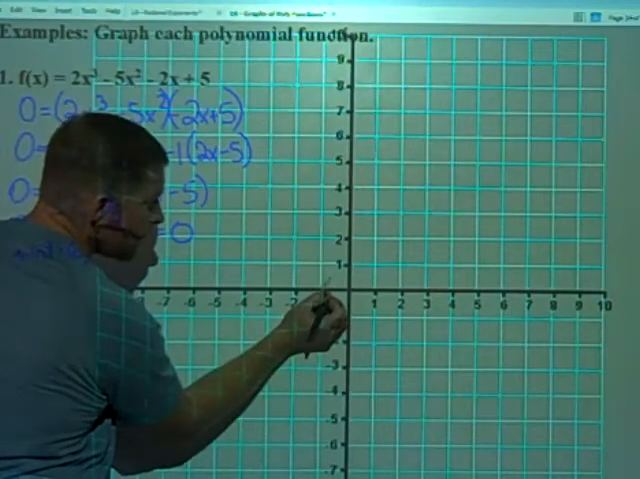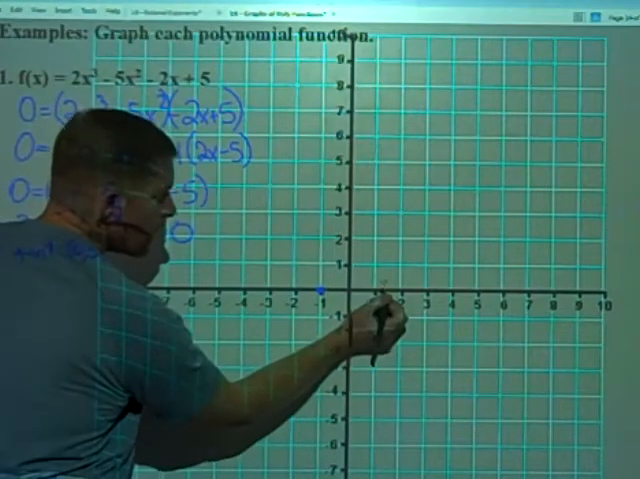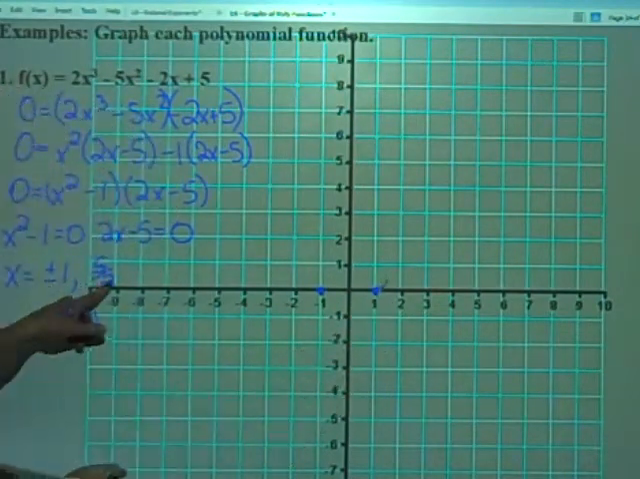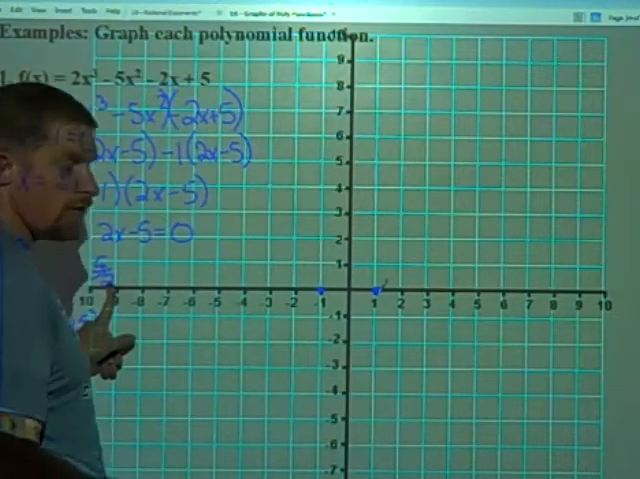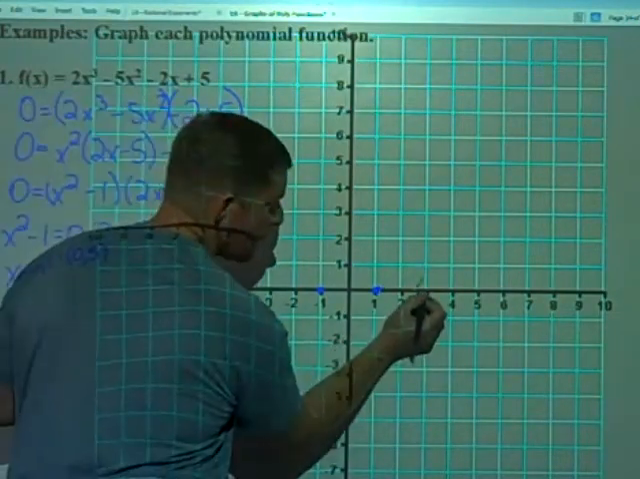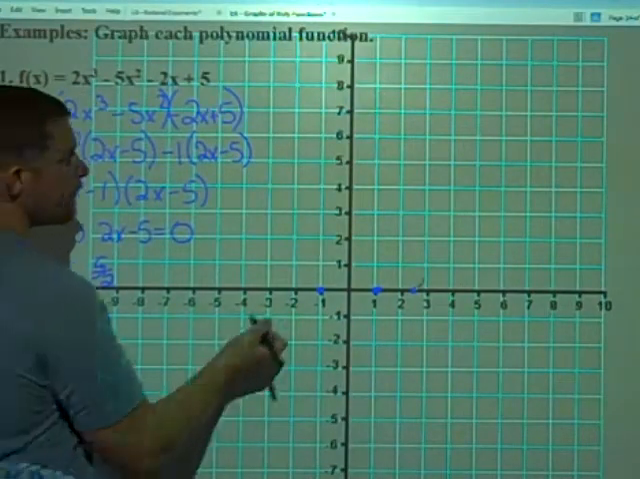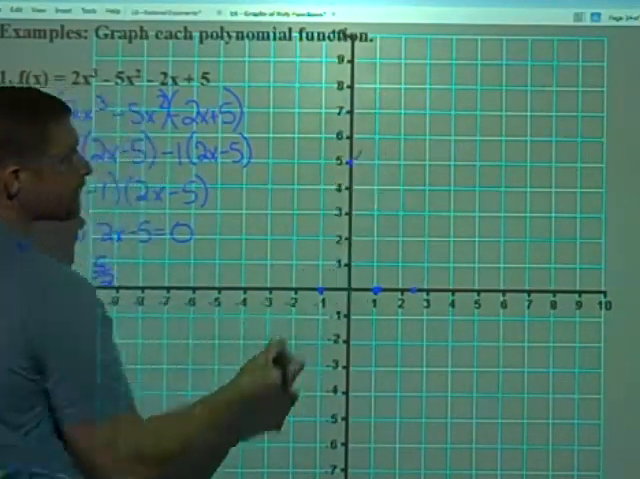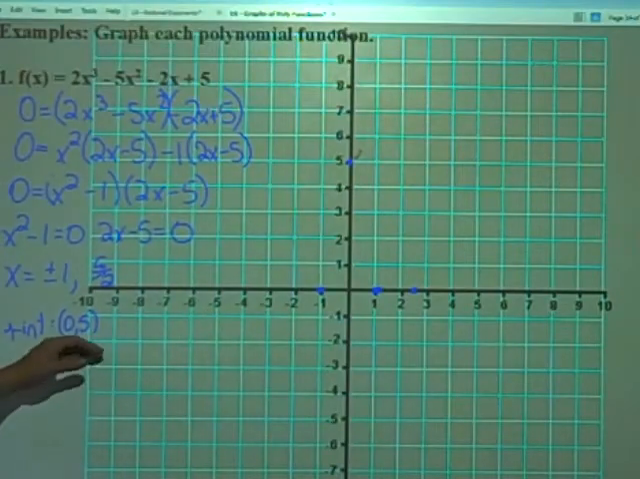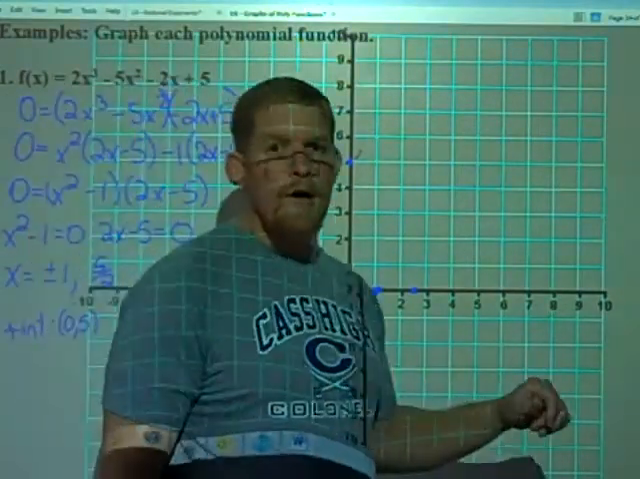Alright, so one of our zeros is at negative 1, one of them is at 1, and one of them is at 5/2. Now, 5/2 is the same thing as 2.5. So there it is. We also have a y-intercept at (0, 5). So, I've put in all my points.